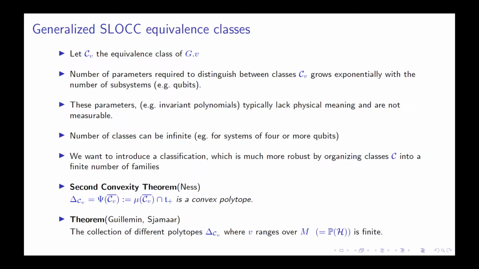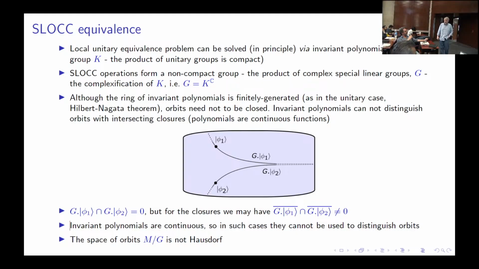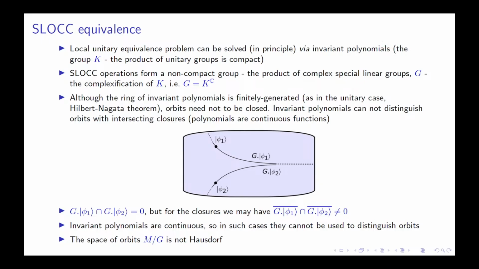And I also had another question, because I was a little bit confused when you talked about orbits that intersect. So these are two orbits, not closed, because this is not a compact group. But it can happen that the closures intersect. So let's assume that there is a polynomial which differentiates between them. It is not possible that such a polynomial exists, because it is continuous, so it should continue with the same value to the closure.